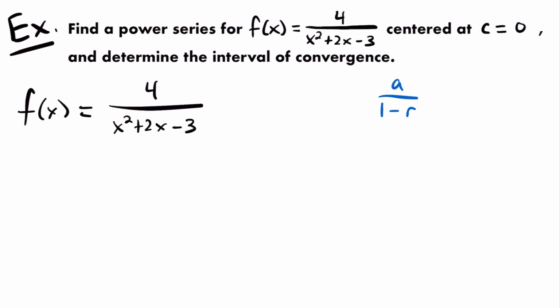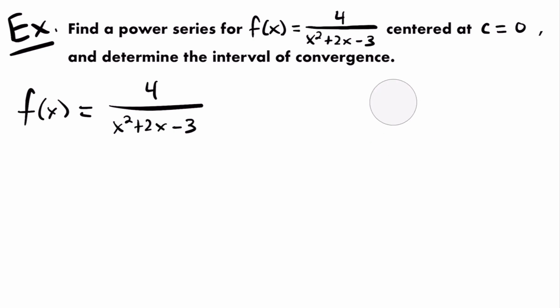Instead, what we're going to have to do here for a quadratic denominator like this is factor it and then split up the function into partial fractions. And so that's going to involve a lot of work, but what's going to result from that are two partial fractions that can then be manipulated into this form of a sum of a geometric series that we can then rewrite as power series.